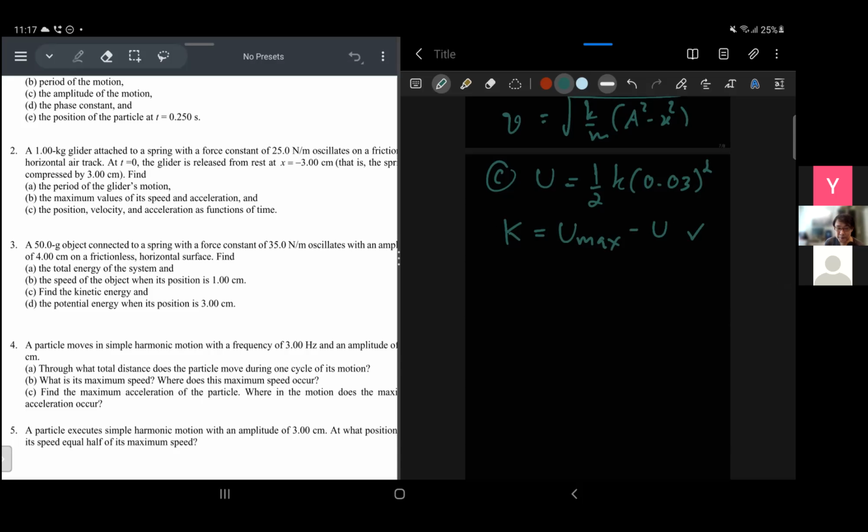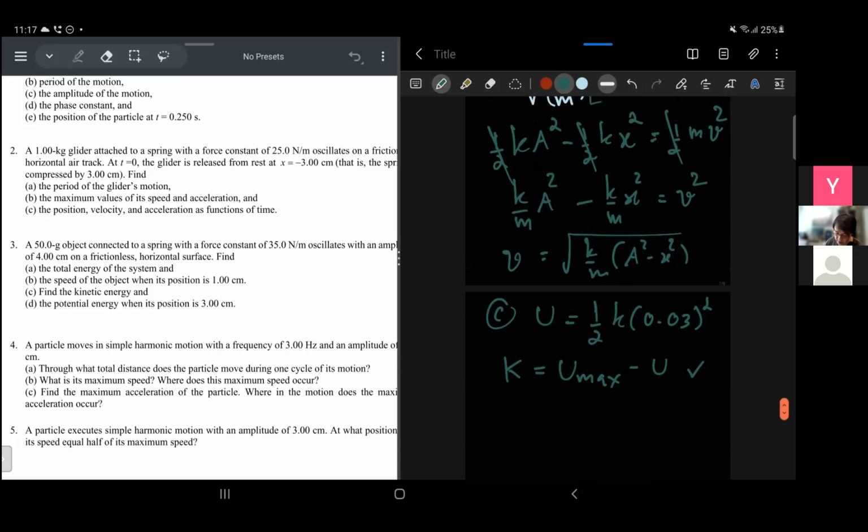Is that not the same as part B? In part B, they're asking for the speed, so that's why you have to take the square root. But for C and D, they only stop at the kinetic energy, so you don't need to go deeper into 1/2 mv squared. Does that make sense? Up here you have to use the 1/2 mv squared expression to get to the velocity, but in part C, all they want is the kinetic energy.